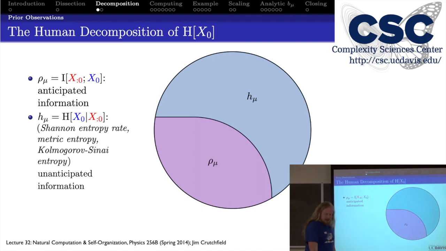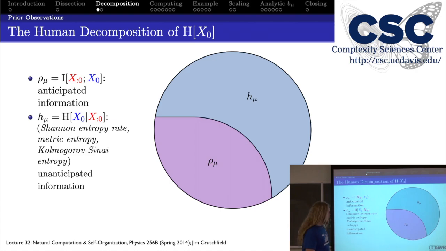All right? And the second piece you all know and love is the entropy rate over here. This is the conditional entropy in the present conditioned on the past. So it's whatever information you cannot anticipate about the present given the past. And we've already seen that this goes by a number of different names. It's the Shannon entropy rate, metric entropy, Kolmogorov-Sinai entropy, and other names. Very widely studied, etc. So the past will break us into anticipated and unanticipated information.